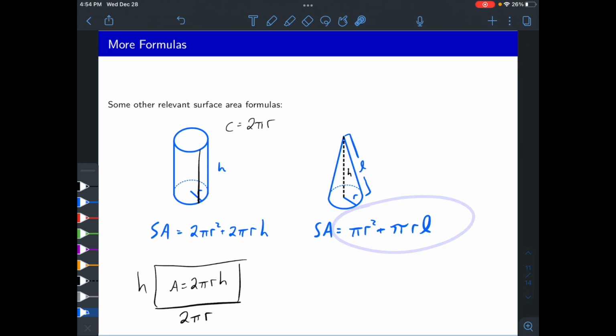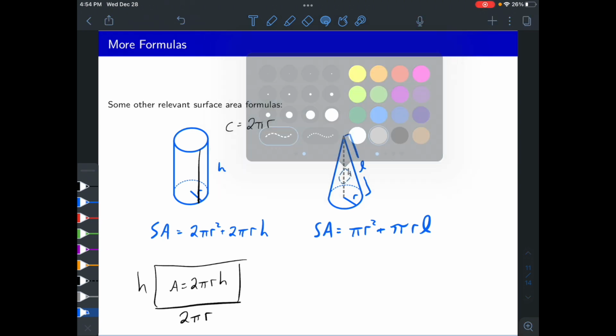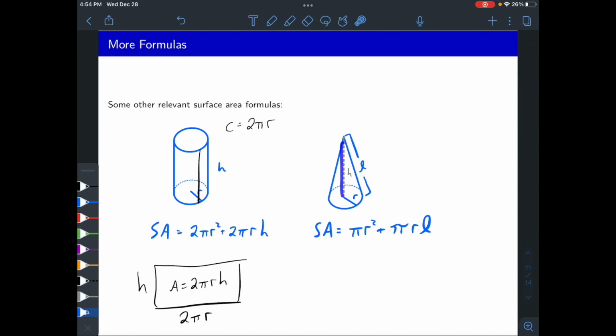I'm just going to tell you it comes out to be pi r squared plus the area of the outer part of the cone, which is pi times radius times the length of this slant. So this slant height L would be in the formula. Whereas this h, maybe I should have put this in gray, because it doesn't really show up in the formula. You do have a height as normal, but it is somewhat surprising, I guess not that surprising, that it doesn't show up in the formula at all, but the slant height does.